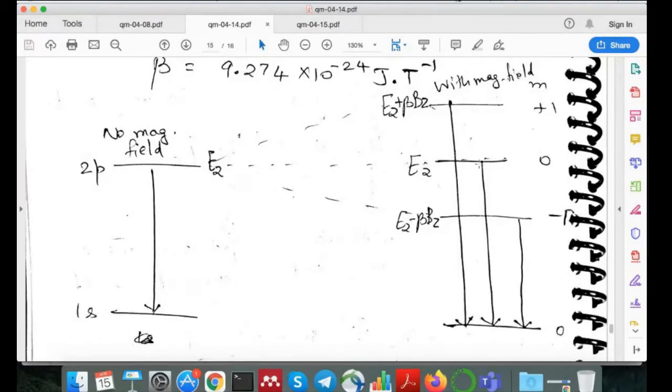And so when you look at the energy spectra for such a system in the presence of a magnetic field, you will see three lines instead of one line. Similarly, for l equal to 2, you will have 5 m values. And so with no magnetic field, all those 5 will be at the same energy level.